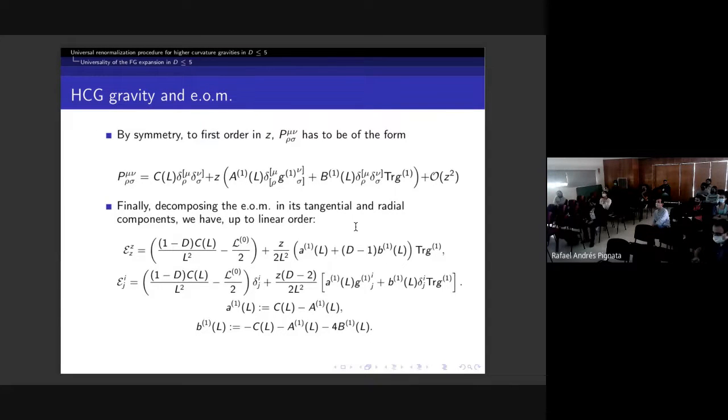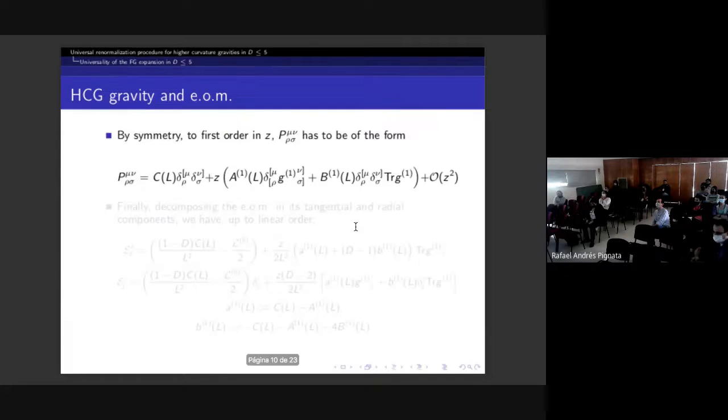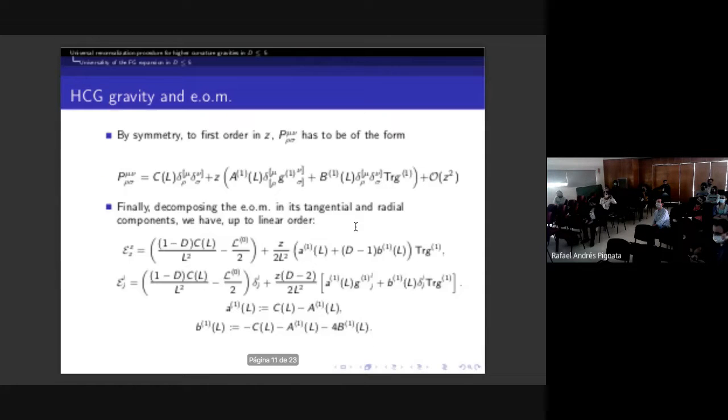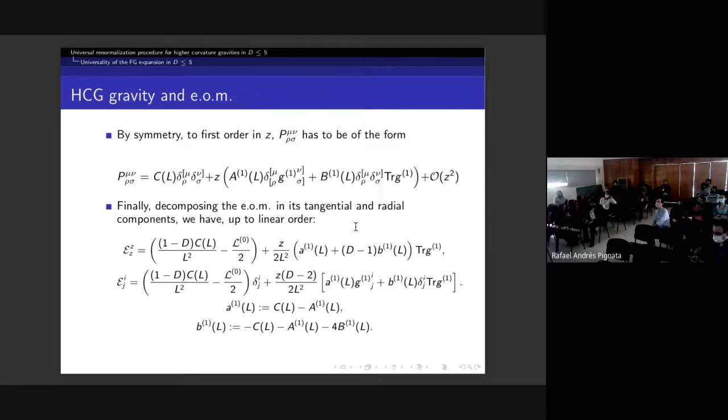But generically, just by taking this form of the Riemann and the P and plugging it back into the equation of motion, you can get the following expansion in terms of the radial components and the tangential components of the equation of motion tensor, okay? And the equation of motion is these two tensors equal to 0, okay?